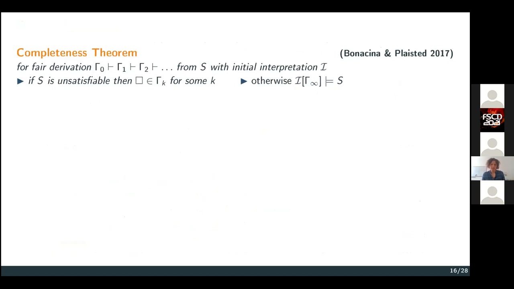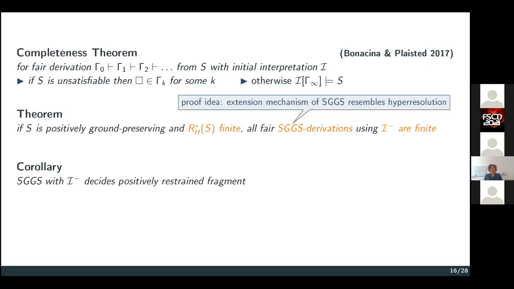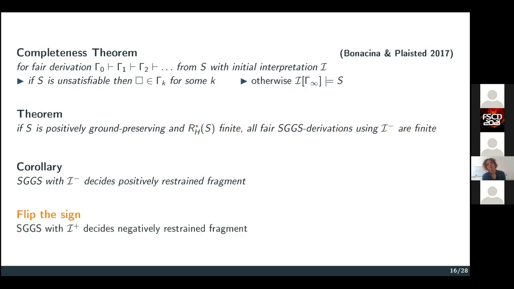I just want to state some facts about the method. So it was proven to be complete, both refutationally and model complete. And we showed now something interesting about this method, namely, if we have a positively ground-preserving clause set, and the set of clauses that is generated by hyperresolution from this set is finite, then also all SGGS derivations that use I minus as an initial interpretation are finite. And the proof of this uses the observation that the extension mechanism of SGGS resembles hyperresolution. So in particular, we get out of this theorem that SGGS with I minus decides the positively restrained fragment as well. Now, in a similar way, we can show that using I plus as initial interpretation, we can decide the negatively restrained fragment.